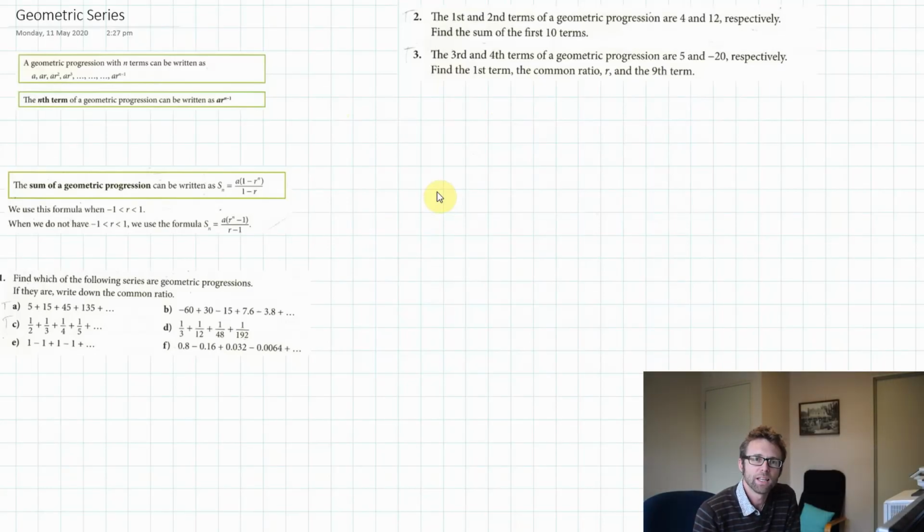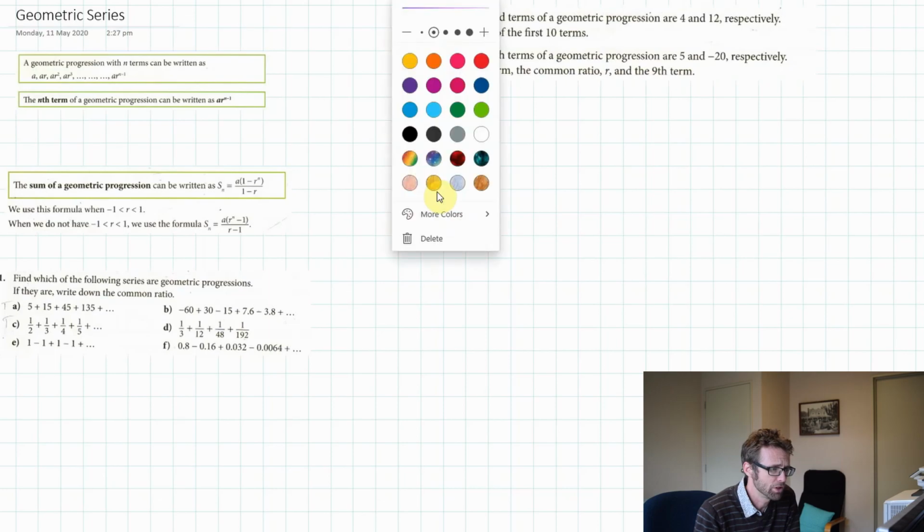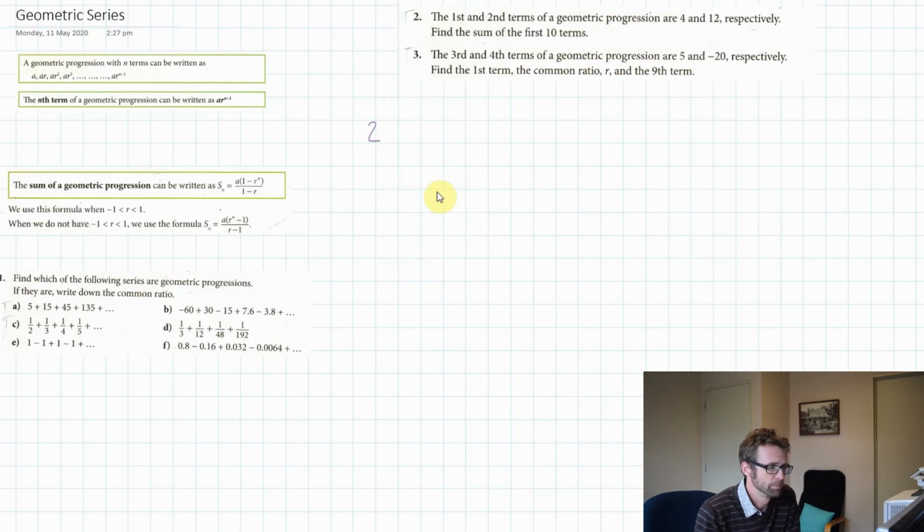Welcome back, guys, as we continue our look at the series chapter. We begin by talking today about geometric progressions. Here's a geometric progression: 2, 4, 8, 16.